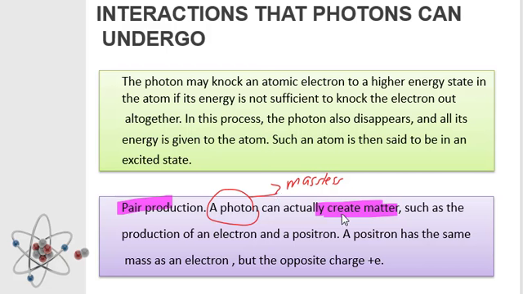So a photon can actually create matter, such as the production of an electron and a positron. A positron has the same mass as the electron, but the opposite charge, positive e. So from energy alone, matter can be created, or an electron and a positron can be created. So that is another interaction of the photon.